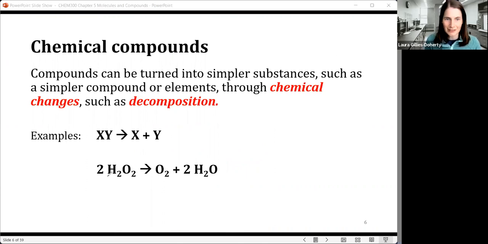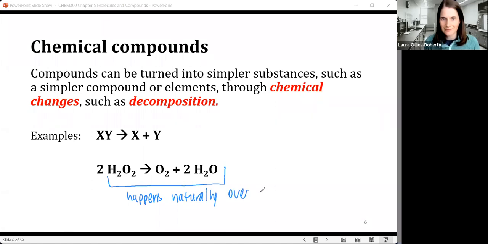Just a note on the practical application of this. If any of you have hydrogen peroxide in your medicine cabinets, you might use it to disinfect wounds. Hydrogen peroxide naturally undergoes this decomposition over time. So if you have really old hydrogen peroxide in your medicine cabinet, it may have already chemically decomposed over time into oxygen gas and water.